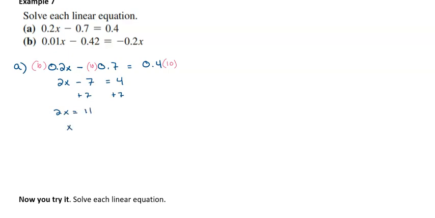So x, sorry, I'll back up. Taking it a little too fast. I'm going to divide by 2. And we get x equals 11 halves.